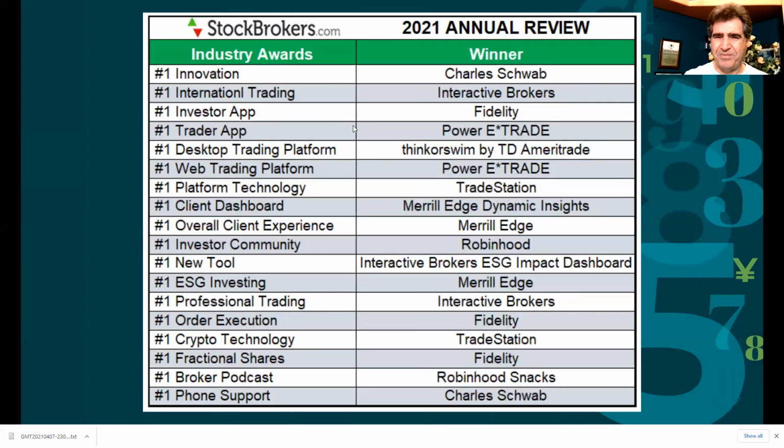I went a little step further, so I want to look at some of the stockbrokers too, since we're talking about Forex trading. So I thought this might be helpful, this is for 2021. Again, TD Ameritrade won the desktop trading platform. TradeStation had the technology. For instance, Robinhood had the investment community, and Interactive Brokers professional trading. And TradeStation also crypto technology. They were basically rated the best.